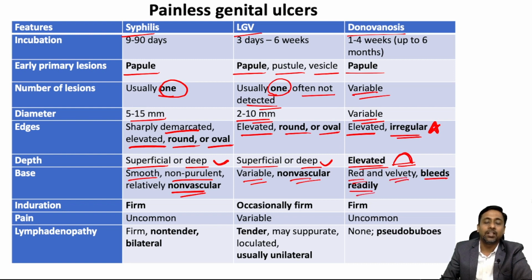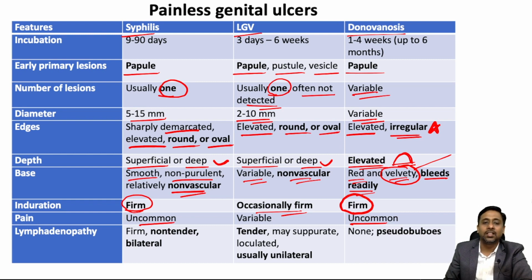and velvety. You may get a question that a velvety appearance of ulcer is seen in case of donovanosis, which will bleed easily or readily on touch. In induration, syphilis and donovanosis are mostly firm, but LGV is only occasionally firm. So it may be firm, but it is not very common that you will always get a firm ulcer in case of LGV. Pain is uncommon in both syphilis and donovanosis, and it is variable in LGV. So sometimes we may see a painful ulcer, but commonly we will see a painless genital ulcer in case of LGV.